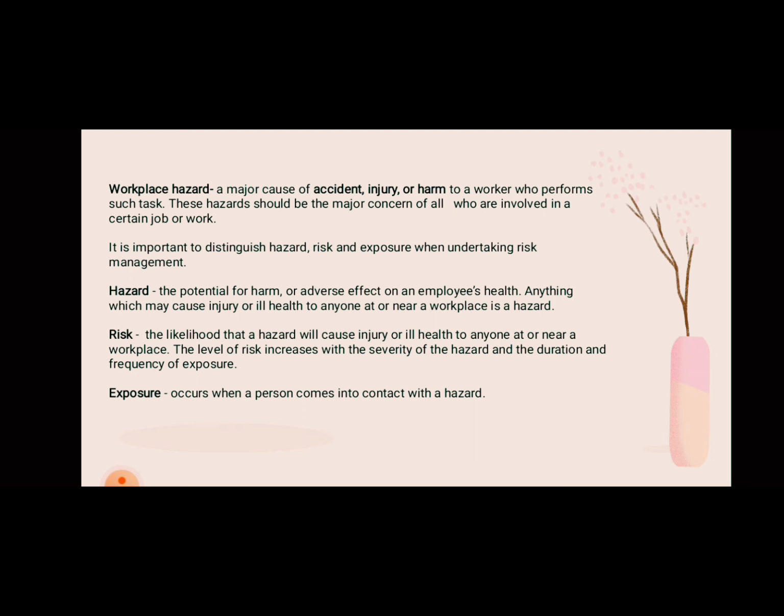What are the types of hazard? Number 1, physical. Number 2, biological. Number 3, chemical. Number 4, electrical hazard. Number 5, psychosocial environment hazard. What is physical hazard?